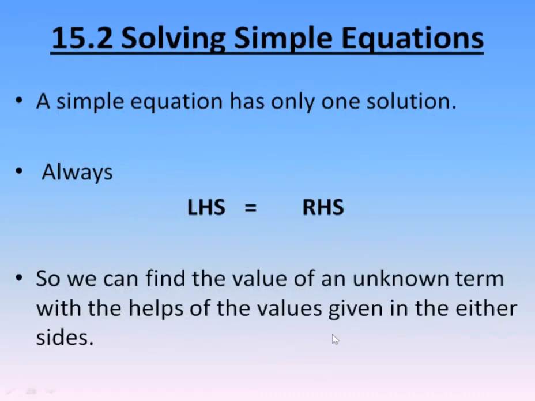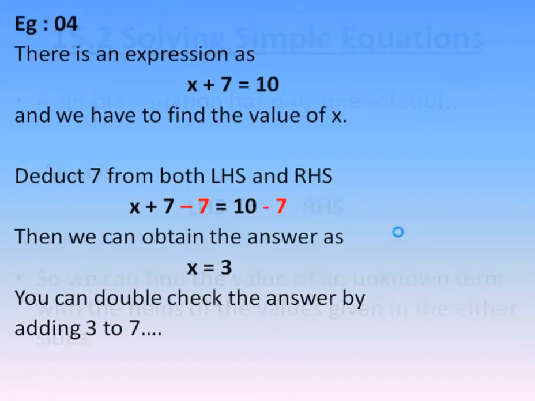Now let's see how to solve simple equations. A simple equation has only one solution, that means only one unknown term, as I explained at the beginning of the lesson. And always the left hand side must be equal to the right hand side. If this doesn't become equal, it is not an equation. That's the quality of an equation. So we can find the value of an unknown term with the help of the values given on either side.